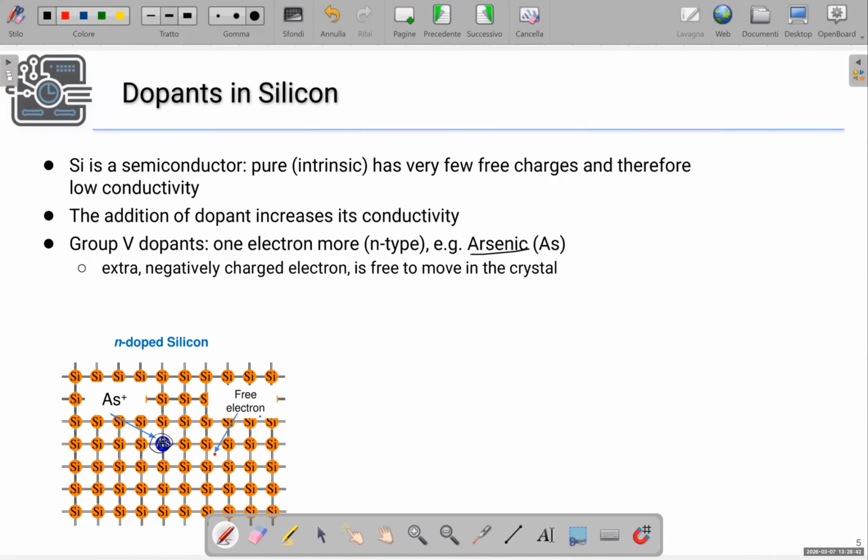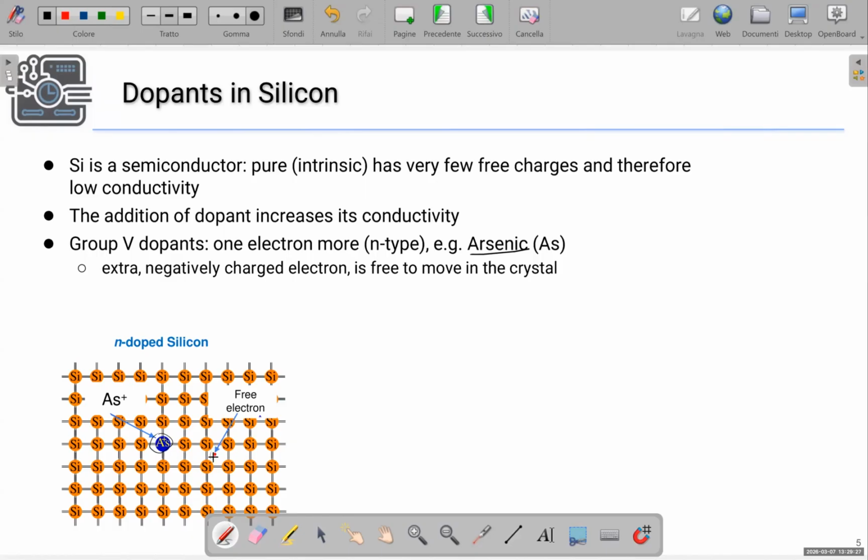the arsenic atom replaces the silicon atom, but since it has 1 more electron in the outer shell compared to silicon, the arsenic atom in the crystal becomes a positive ion, and the extra electron in the outer shell becomes a free charge that is free to move in the crystal, and can give rise to current flow when an external electric field is applied.